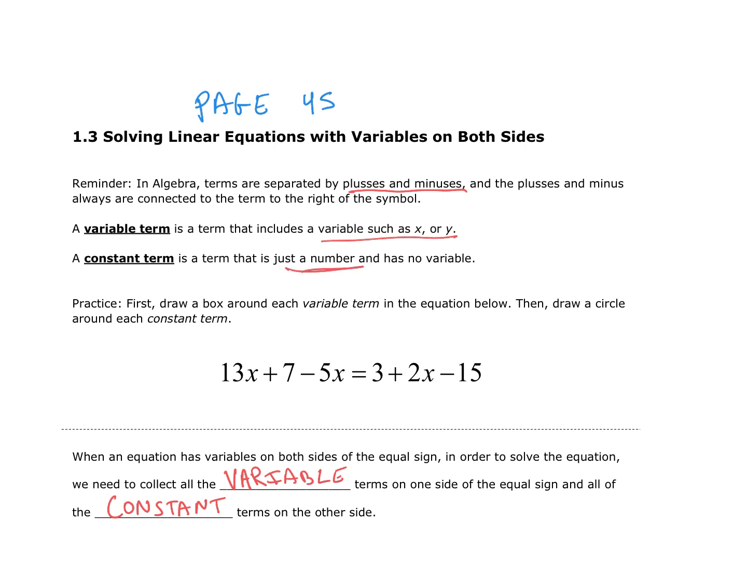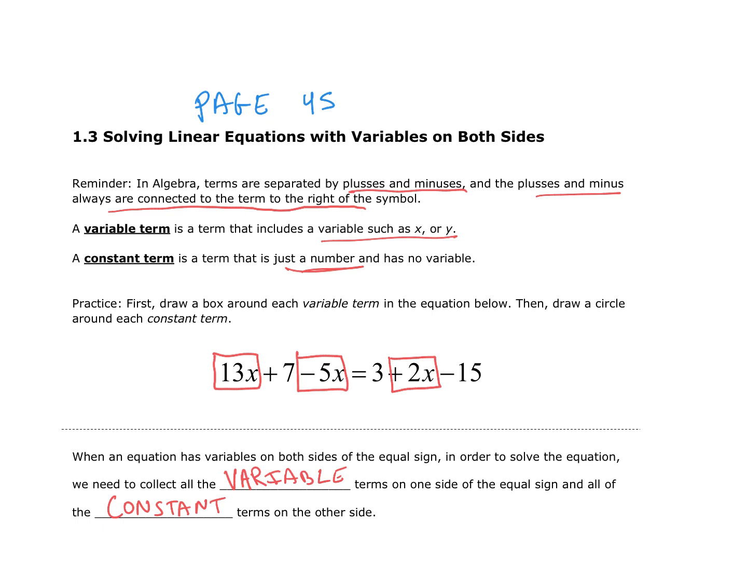So we've got this equation down below here where it says first draw a box around each variable term in the equation below. So I'm going to draw a box around every term that has an x or a y. In this case, I draw a box around 13x and then negative 5x, because the pluses or minuses are always connected to the term to the right of the symbol. So that minus goes with 5x. And then the positive 2x is my other variable term. Those are all variable terms because they have a variable in them.